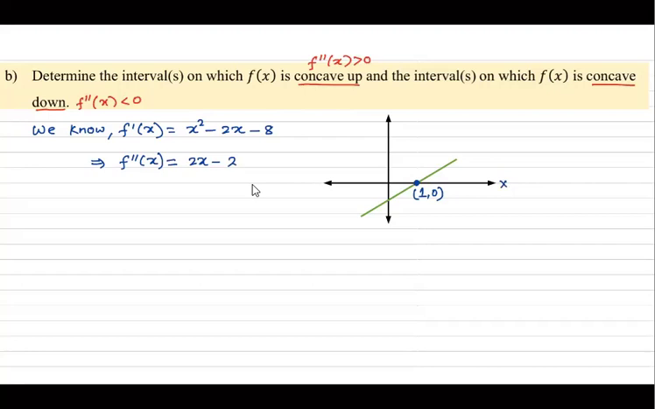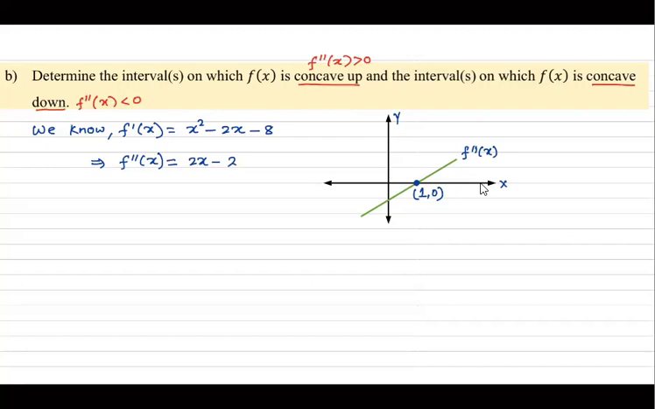So the graph we have drawn here is the graph of the second derivative of the function. And what you see is the second derivative is negative. It is below the x-axis, from negative infinity up to 1. And then it is positive from 1 up to infinity. It is above the x-axis. So that means the original function is concave down in this interval, because the second derivative is negative. And concave up from 1 up to infinity because the second derivative is positive.